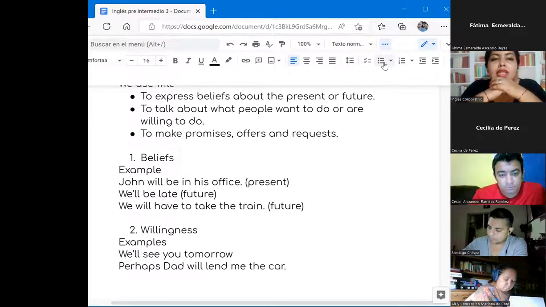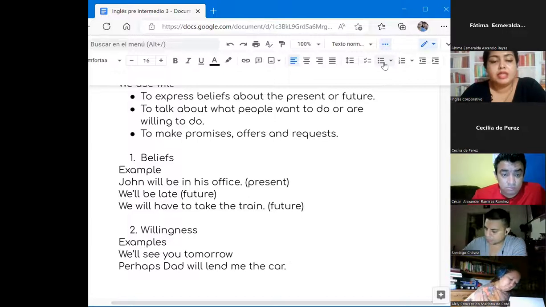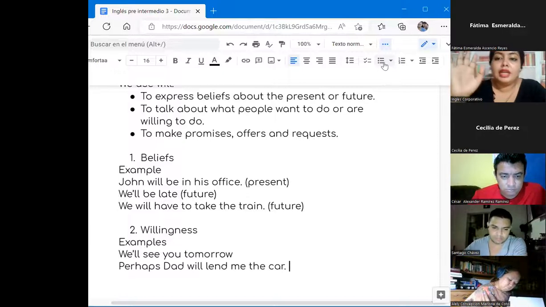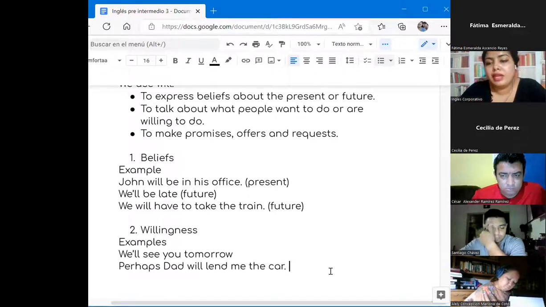En este caso, la disponibilidad o la voluntad, en la primera, nos veremos mañana. Es cuando obviamente sabemos que sí lo vamos a hacer. En el caso de que no, no utilizaríamos este tipo de frases. But in this case, we are sure that we are going to see each other tomorrow. And the next one, perhaps, that will lend me the car. Tal vez, quizás, mi papá me preste el carro. In that case, it is maybe on the way my dad is, like, if maybe he is happy or is feeling good, he will maybe lend me the car. But it's depending on the mood.